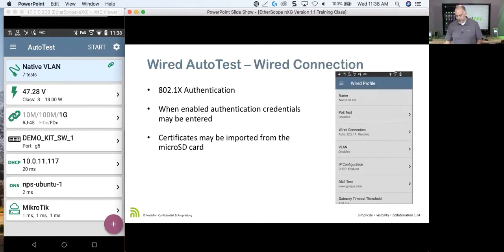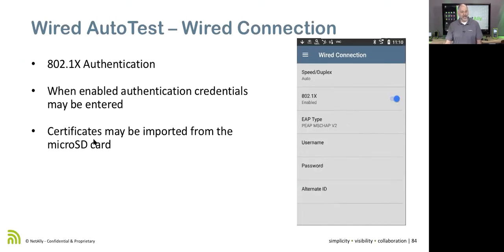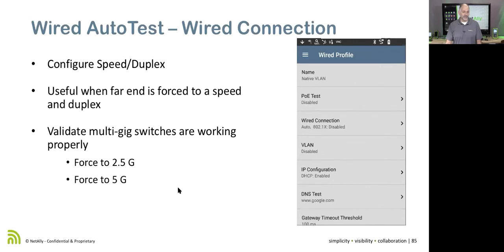802.1x authentication. So the EtherScope supports 802.1x. If we need to use 802.1x to authenticate to our network, we can go in and configure that. Certificates may be imported from the micro SD card. So depending on the type of authentication we're using, we may need to import a certificate. We can put that on the micro SD card and bring that in.